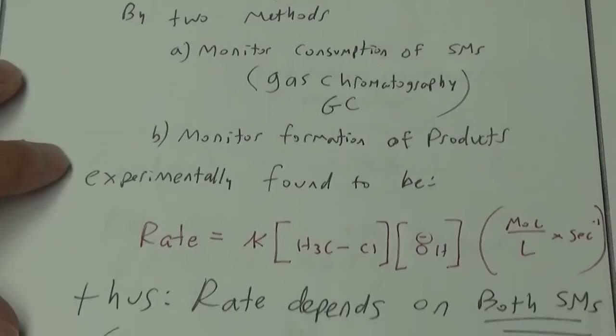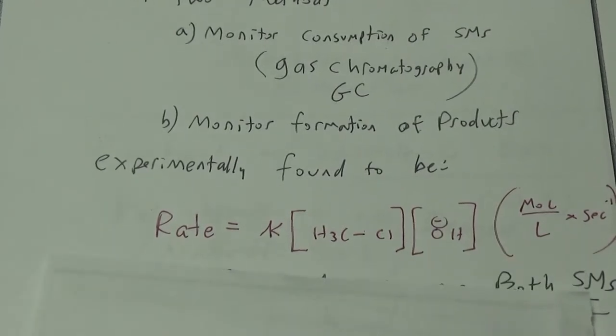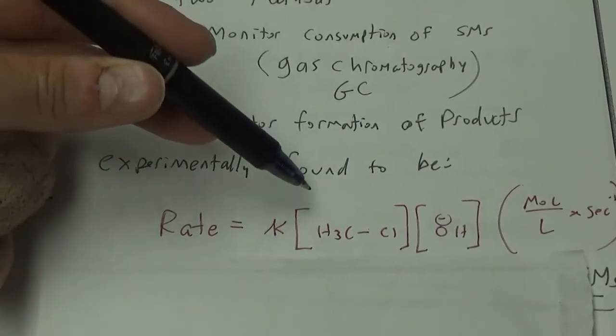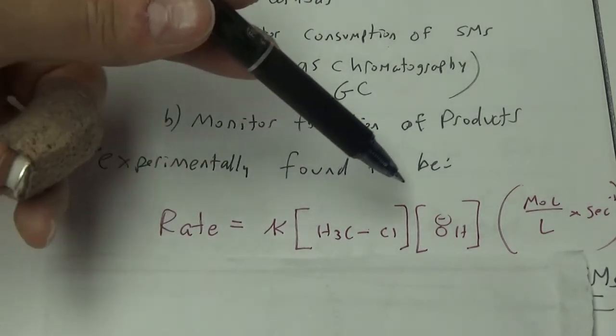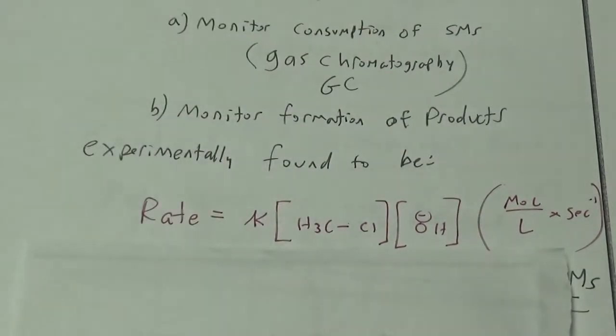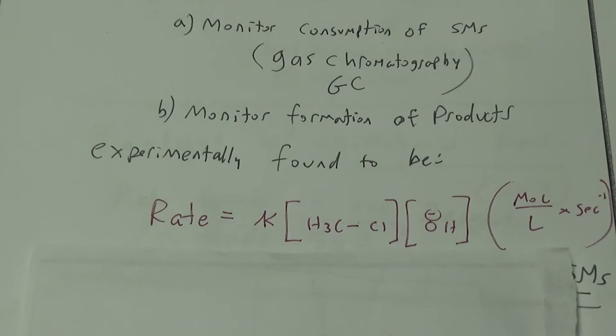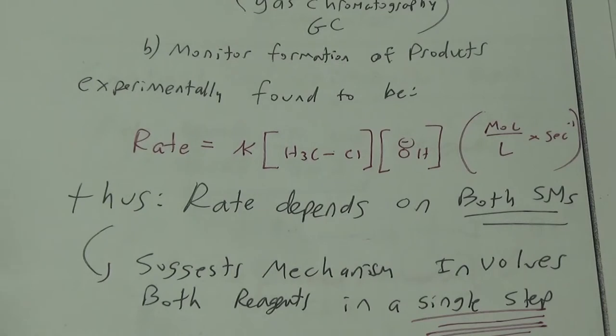And what we found was that the rate of this reaction depends on both starting materials, the substrate, chloromethane, and hydroxide. If you double one, you double the rate. If you double the other, you double the rate, etc. The units are moles per liter per second, so it's concentration per time. So the rate depends on both reagents, the substrate and the nucleophile, which are involved in a single step. That's what we concluded last time.